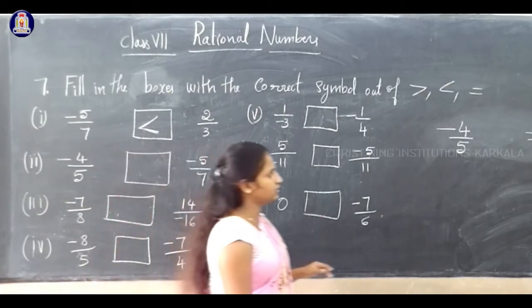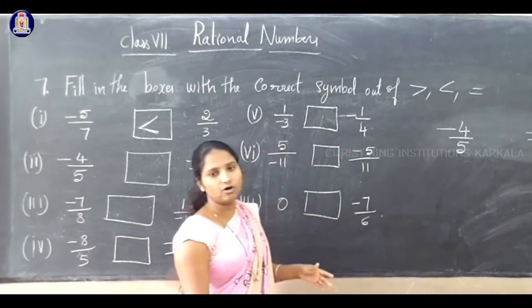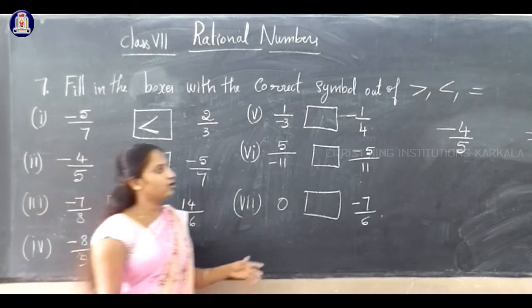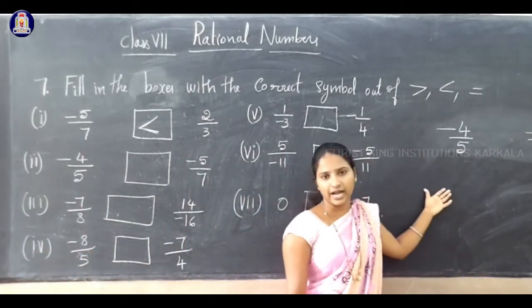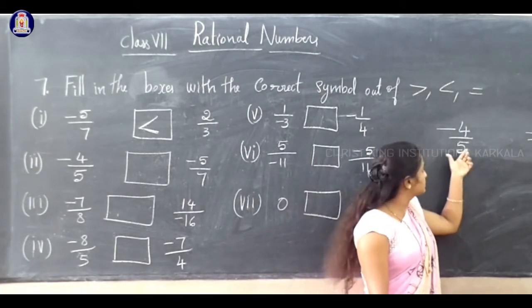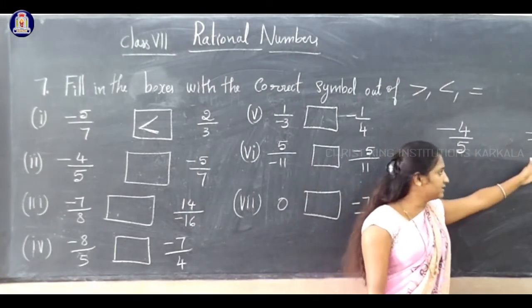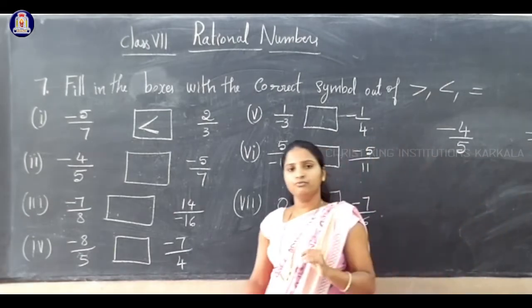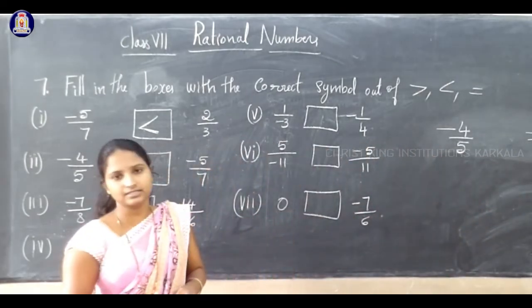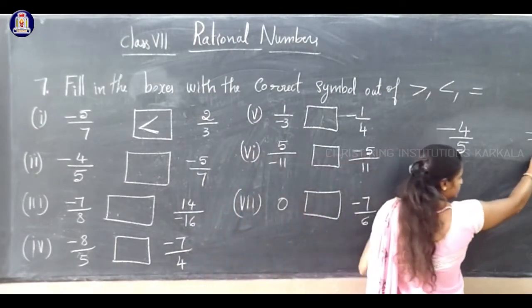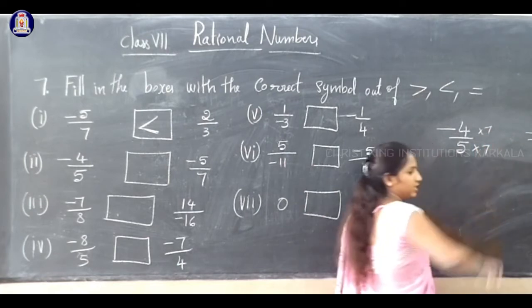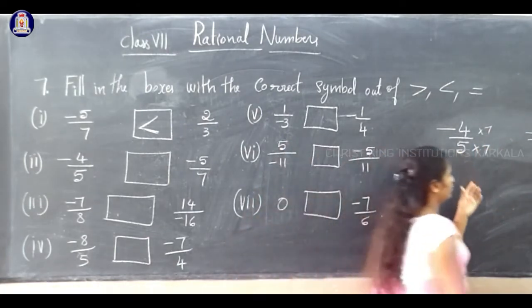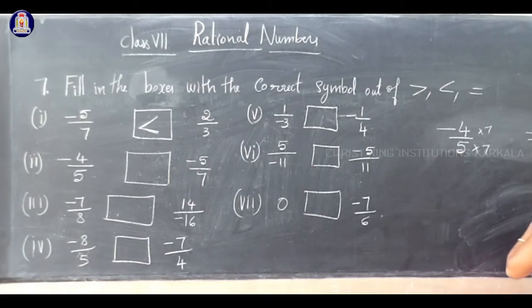No. What we have to do in this case is make the denominators the same. Here the denominators are different, isn't it? If the denominators are the same, then we can easily identify. But in this case, the denominator is 5 here and 7 there. So first you have to make the denominators the same. That means you multiply 7 to both numerator and denominator, and here multiply 5 to both numerator and denominator.